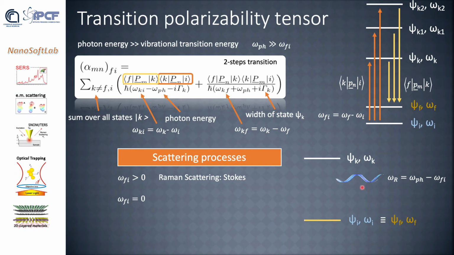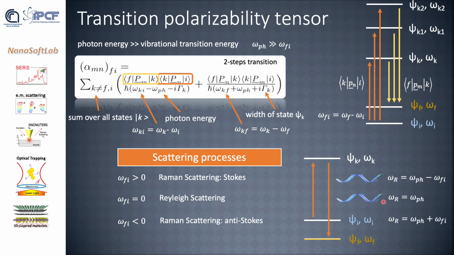If the final state is the same as the initial state, we will have the Rayleigh scattering. So the photon emitted will have the same energy as the incident photon. Finally, if the final state energy is lower than the initial state, we will have the anti-Stokes emission, in which the photon emitted will have an energy slightly larger than the incident photon, coming from the energy of the vibration. In the Stokes and anti-Stokes cases, again, the photon energy will bring information on the vibration and the energy of the vibration.